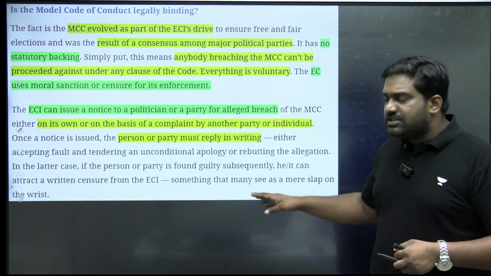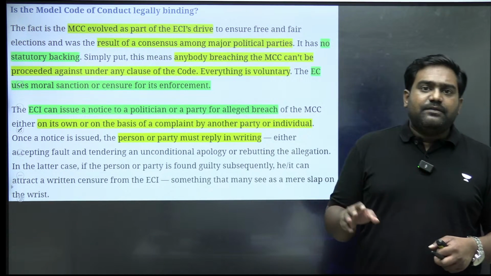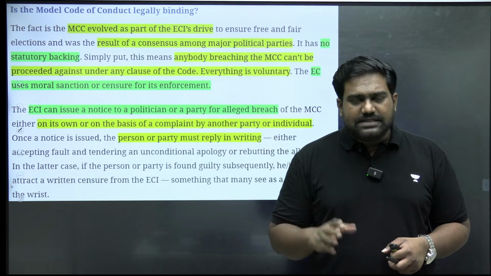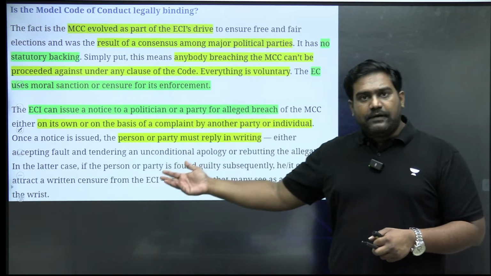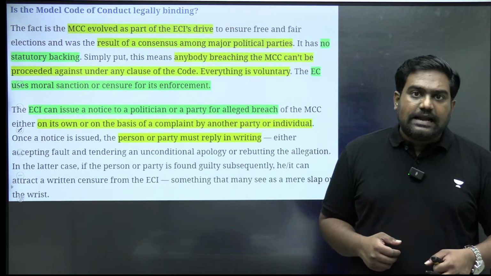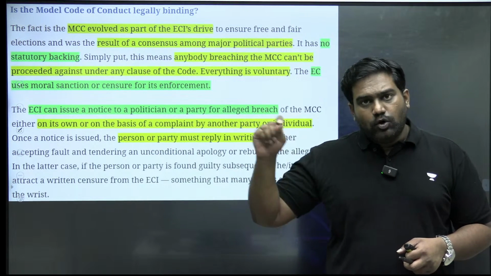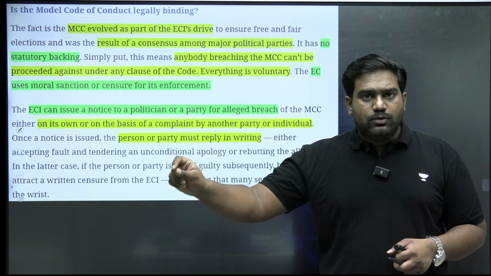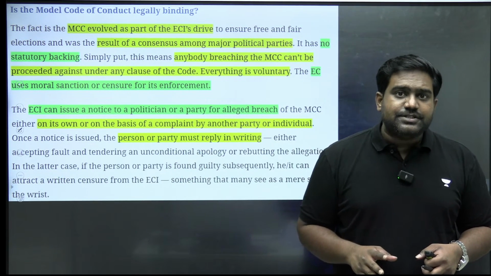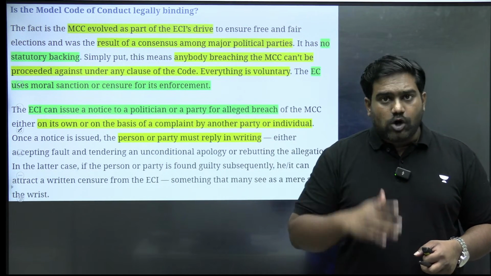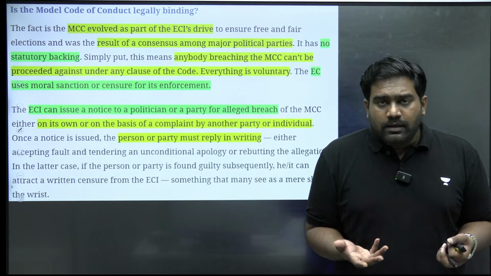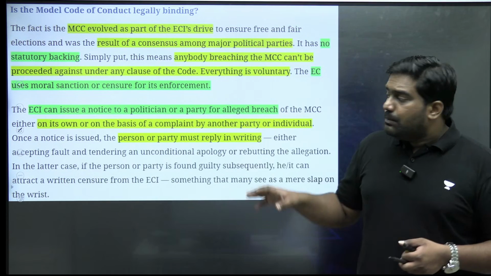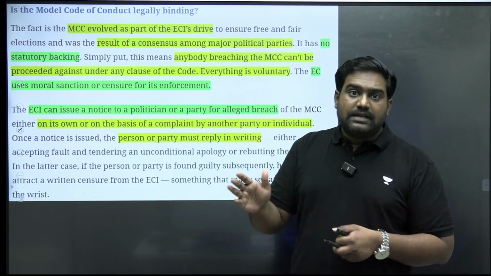Usually, when violations are reported, right, ECI will issue a notice. That is the first step, either on its own or based on the complaint filed by the opposition parties and candidates. The ECI will issue a notice to the candidate and the party who have violated the MCC guidelines. So they'll have to reply back. Either they have to apologize and say that we'll not repeat it, or they have to explain why they did what they did. Based on that, ECI can consider further action.